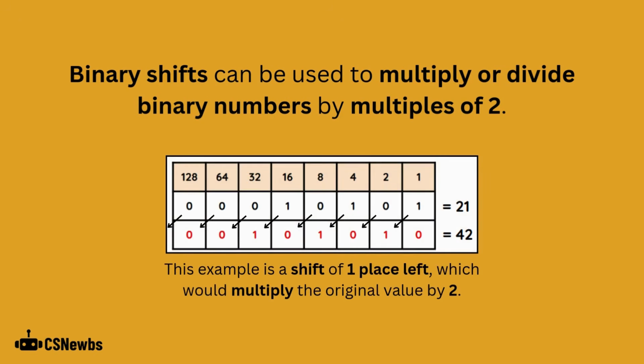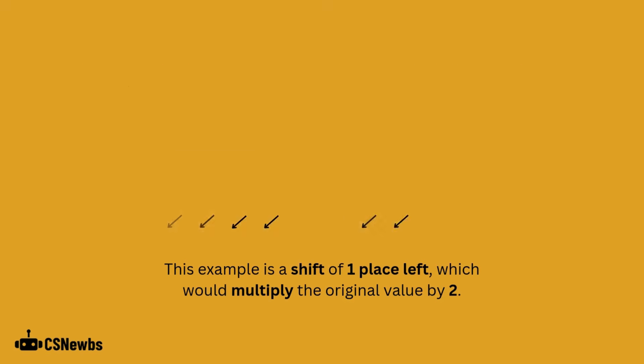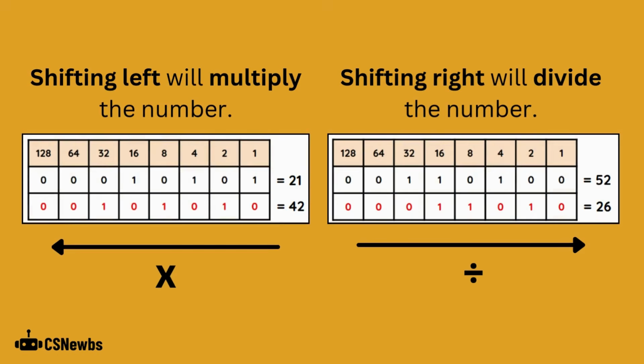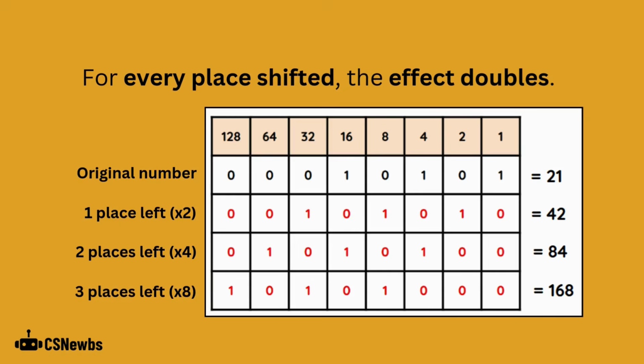Binary shifts can be used to multiply or divide binary numbers by multiples of 2. In this example below, a left shift of one place has occurred to change 21 into 42 by moving all of the values one place to the left, doubling the number. Shifting a binary number to the left will multiply it. Shifting a binary number to the right will divide it. For every place that is shifted, the effect doubles.